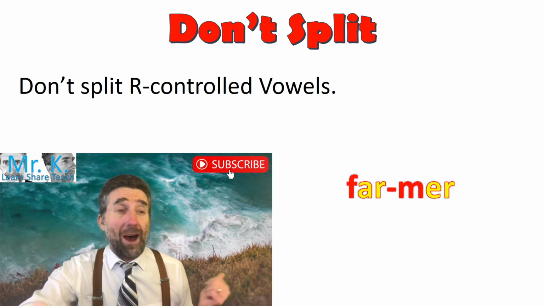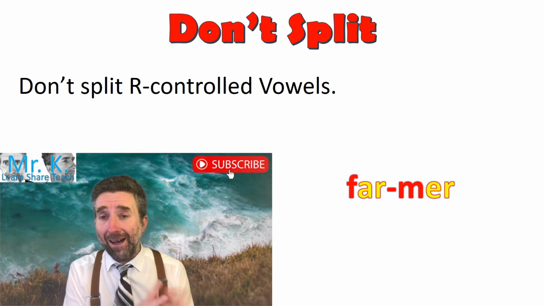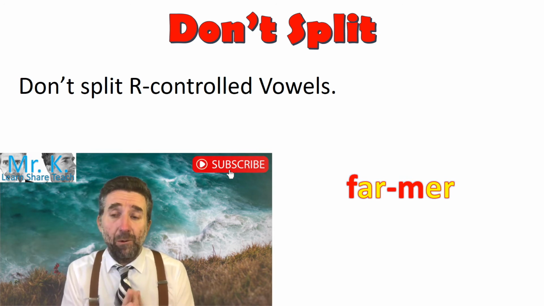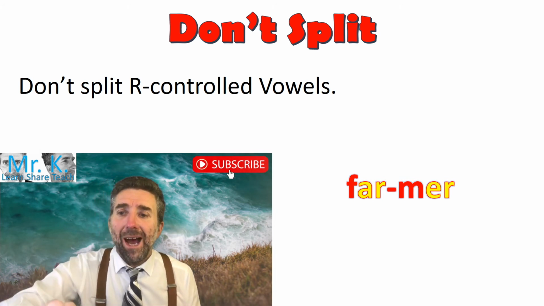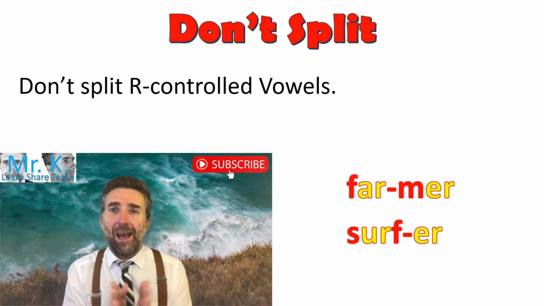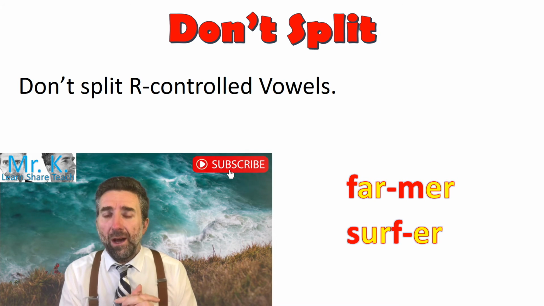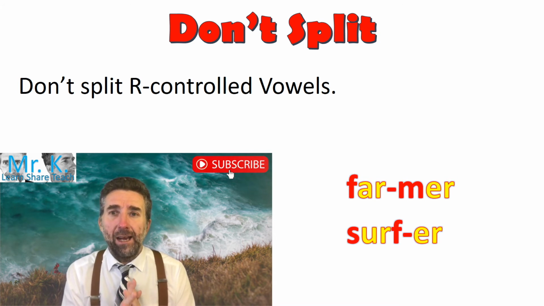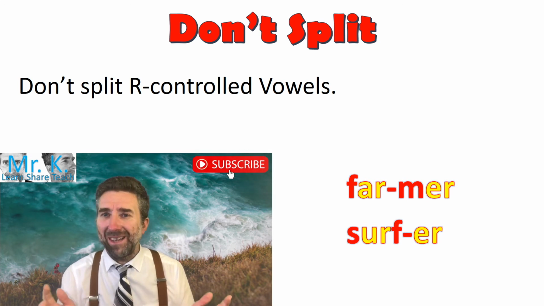So for example, farmer next to me. Okay, the AR, the A is an R-controlled vowel, and we don't split that. We wouldn't say fa-rmer, right? Doesn't make sense. Another one, surfer. Okay, we don't split this R-controlled vowel either, which is the U and the R, so we wouldn't turn around and say su-rfer, right? Doesn't make sense. Cool.